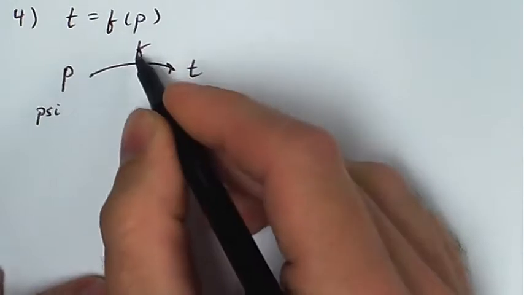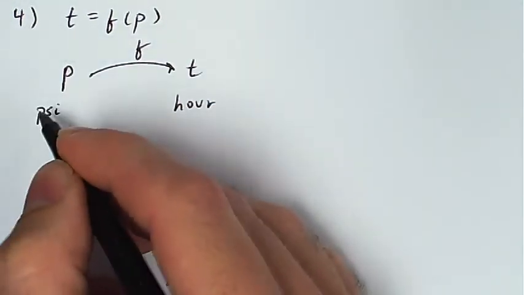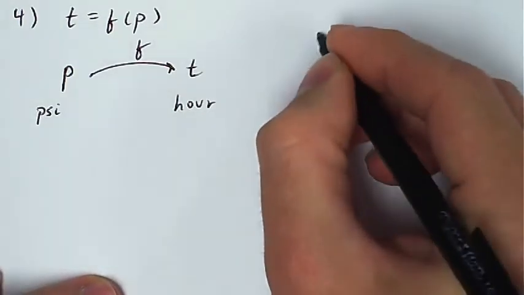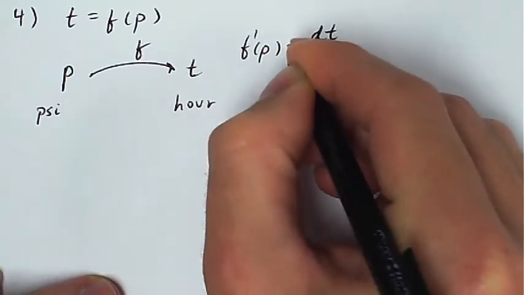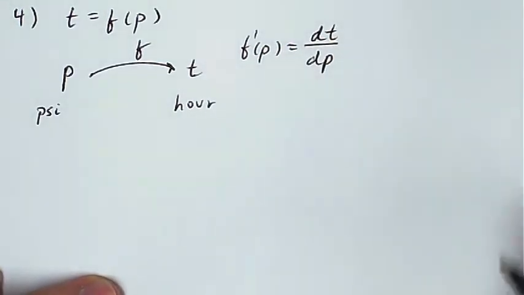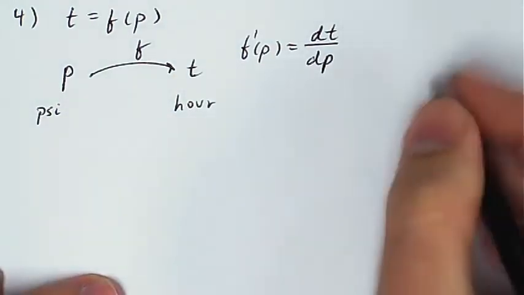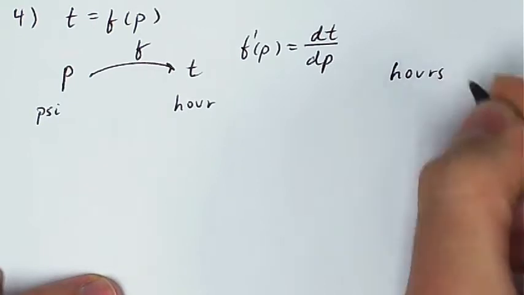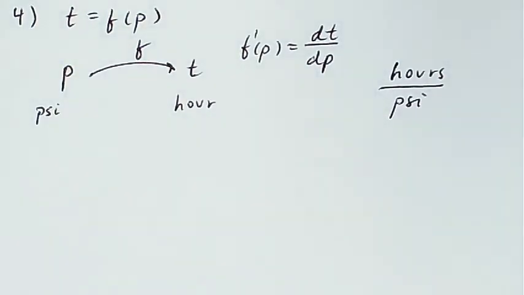So remember that the units of f prime are going to be the units of the dependent variable divided by the units of the independent variable. So also you could think about f prime of p is the derivative of t with respect to p, which is going to be units of t divided by units of p. No matter how you want it, this is hours per psi. And we're used to time being the independent variable, so I just didn't want anybody to see that and get it wrong and be confused.